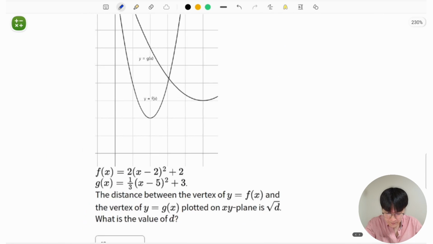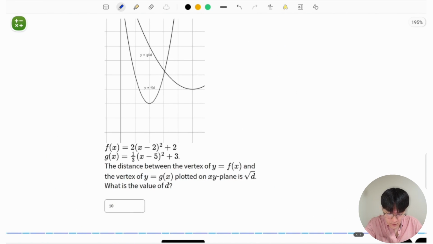Question number 19. f(x) is equal to 2(x minus 2) squared plus 2. g(x) is equal to 1/3(x minus 5) squared plus 3. So those are the two functions. The distance between the vertex of y equals f(x) and the vertex of y equals g(x) plotted on the xy plane is square root d. What is the value of d? So vertex is here, vertex is here.